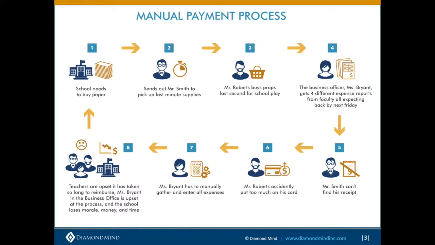So for instance, maybe the school needs to buy paper or something like that, or supplies, and you send someone out to do that, and then another person needs something else and they do those things. Once we get right around step 4 is when the business officer is looking for things like expense reports or for receipts, and things start to get a little confusing when people either can't find those or can't remember to turn those in, or maybe somebody's used their personal card and they've put too much on their card and maybe they can't pay their bills then and they're waiting for that reimbursement.